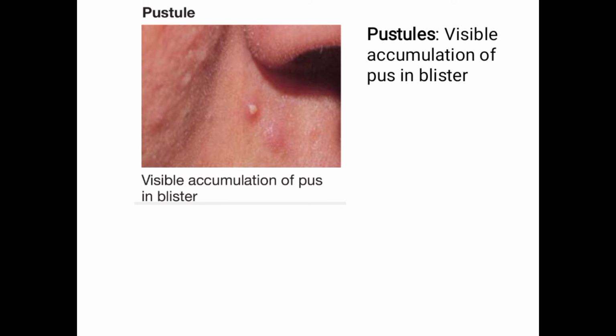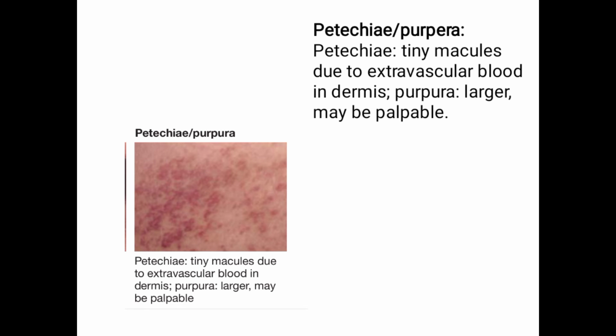Then you hear of pustules. Pustules are eruptions from the skin that contain pus. Then petechia is color change in the skin due to bleeding. Some persons, like when they use a needle and take blood from your skin, that place will turn red. That is due to bleeding. Extravasation is called petechia or purpura.